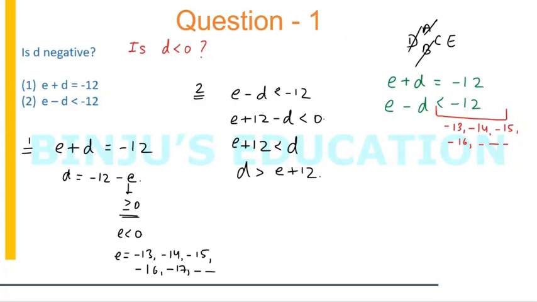Okay. Now I need D, right? Because the question is: is D negative? Now what I'm going to do is subtract. This is my equation number 1, this is my equation number 2. So I'm going to do equation number 1 minus equation number 2 so that the E gets eliminated. Okay. So E minus E is 0. D minus of minus D will become positive 2D.